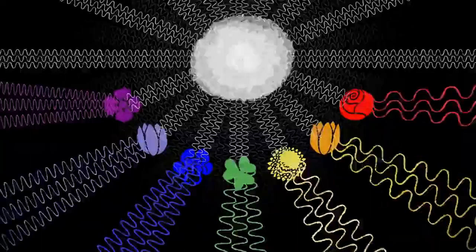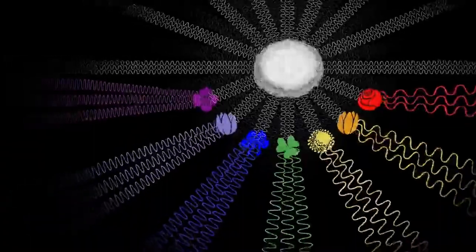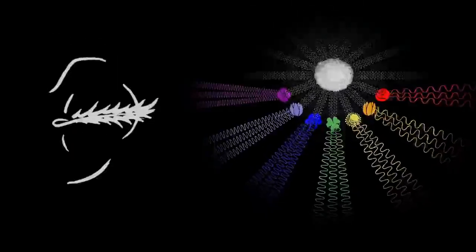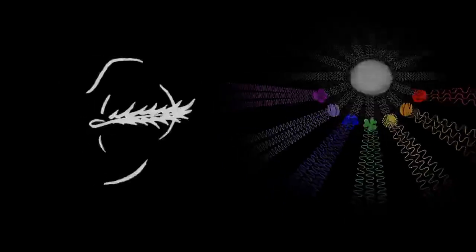You might call this idea physical color, because it says that color is a physical property of light itself. It's not dependent on human perception. And while this isn't wrong, it isn't quite the whole story either.